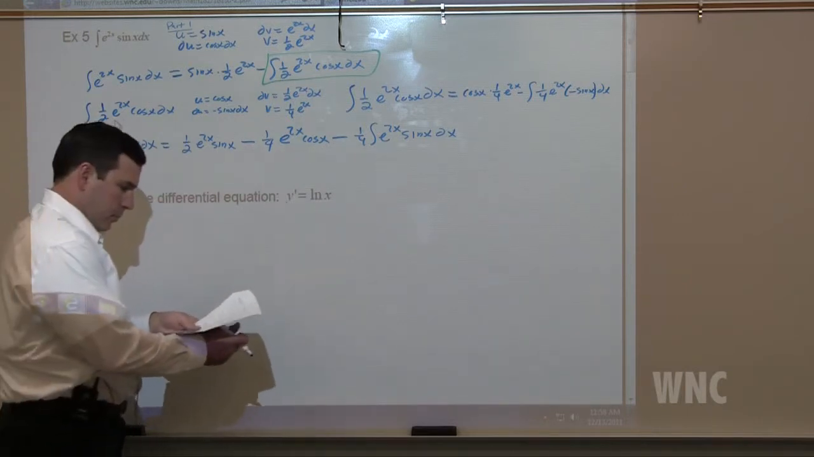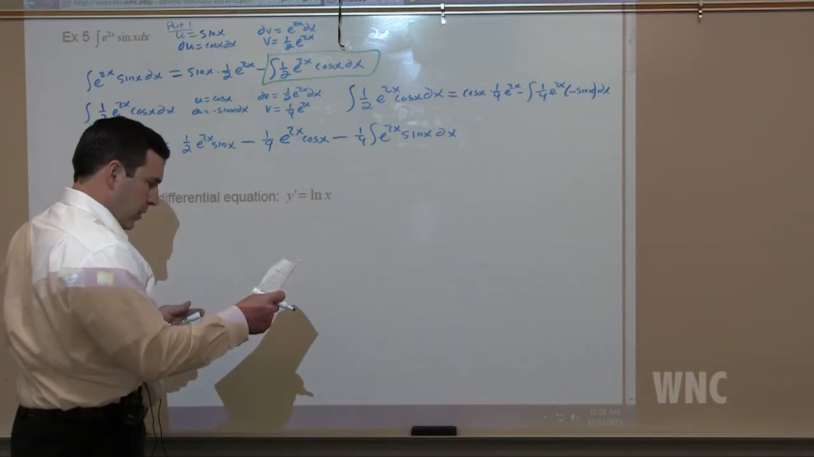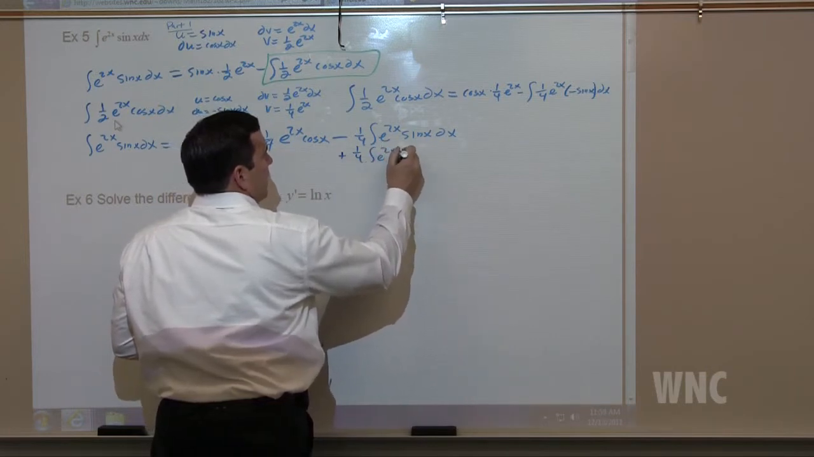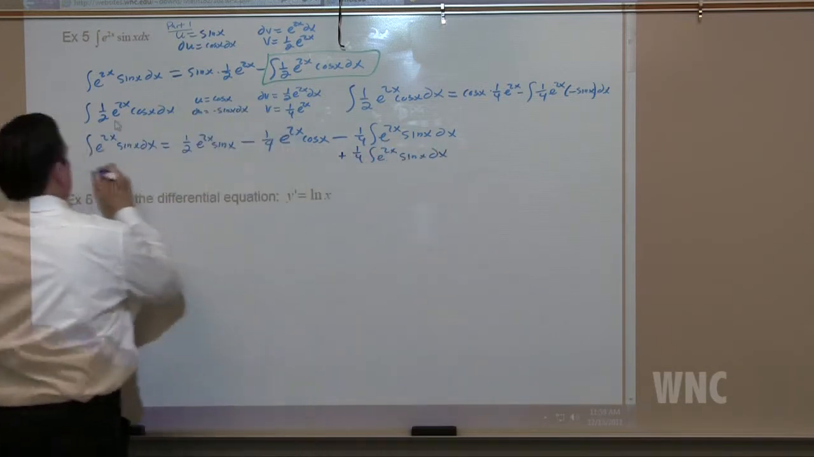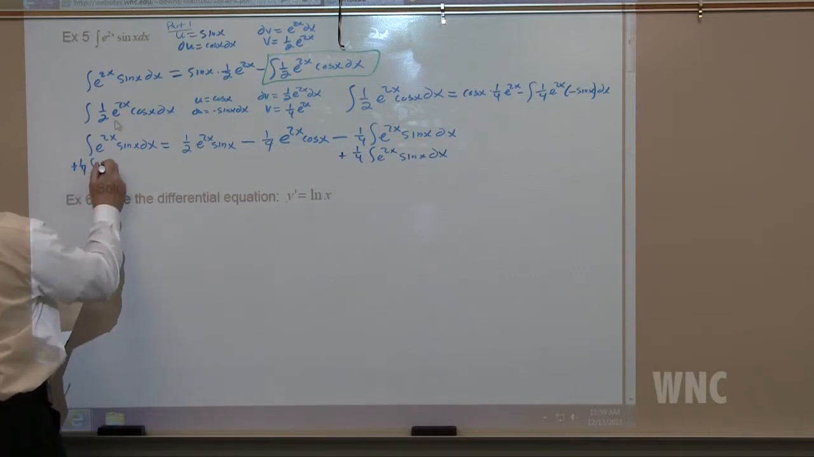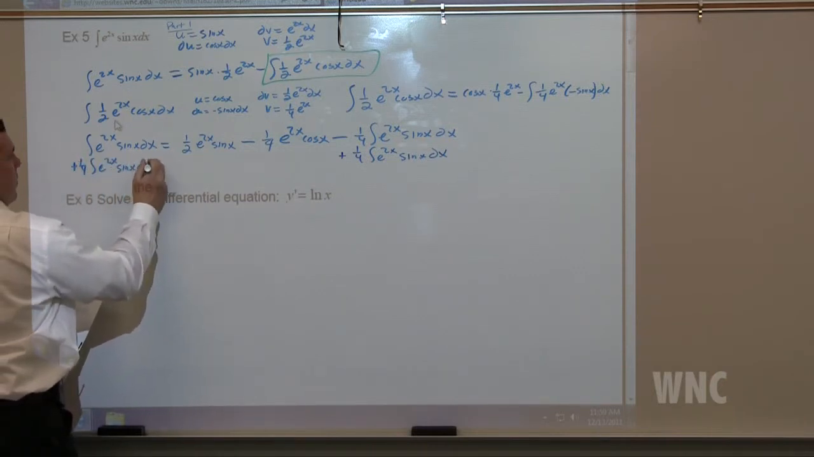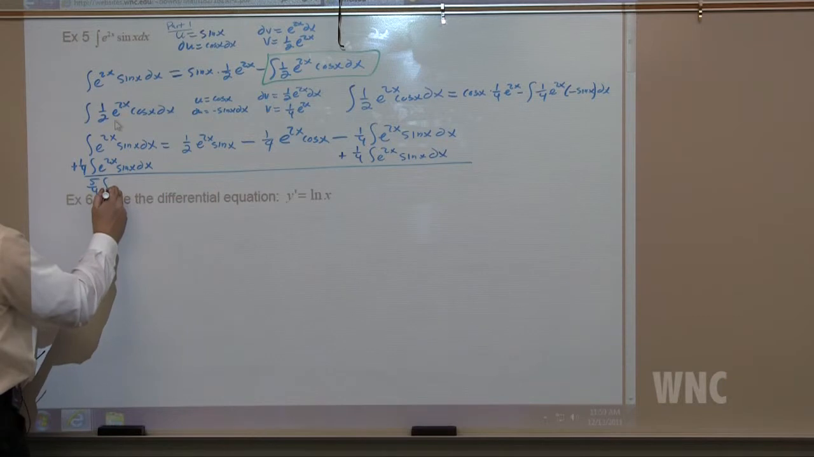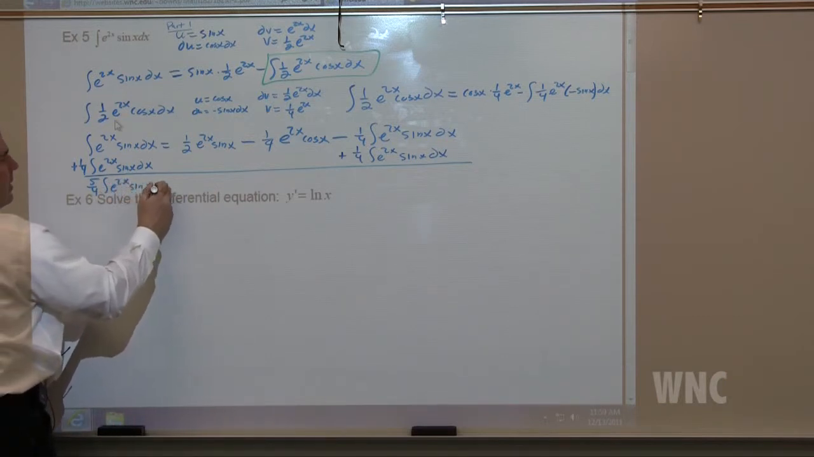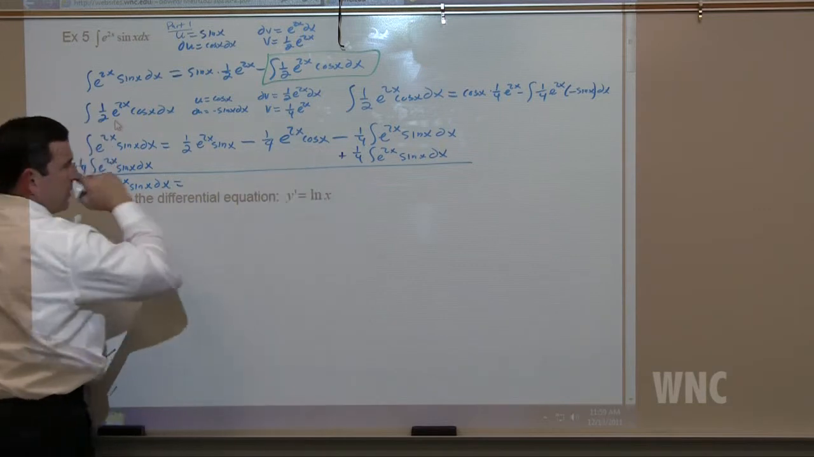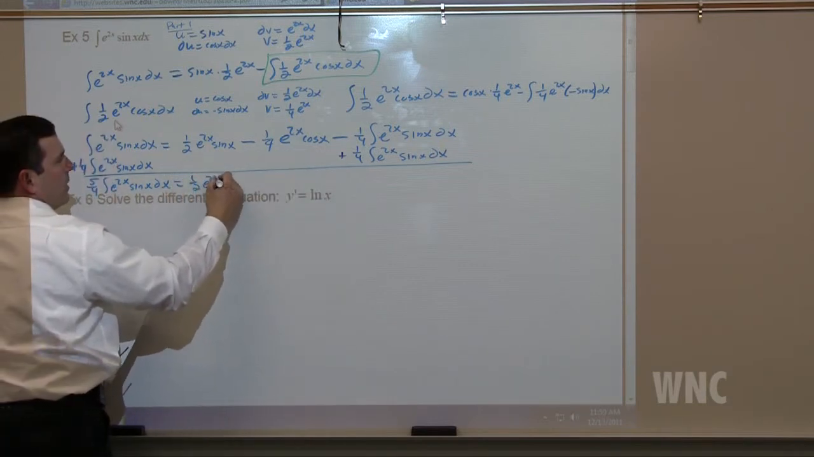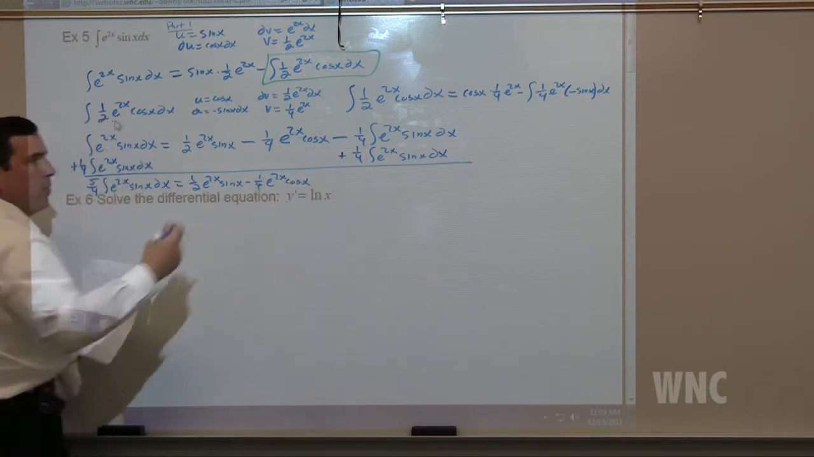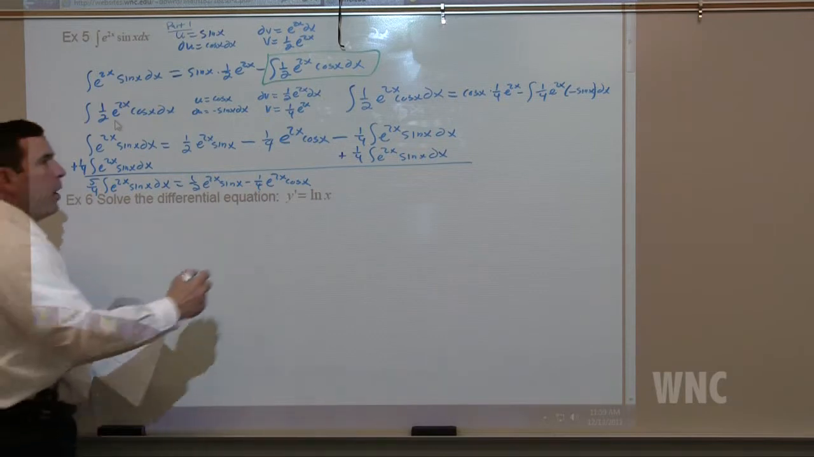What if, making sure I have the coefficients all correct, I added 1/4 the integral of e to the 2x sine x dx to both sides? And we'd have 5/4 the integral of e to the 2x sine x dx equals this expression, 1/2 e to the 2x sine x minus 1/4 e to the 2x cosine x. Well, look at that, and I should probably say plus c1.